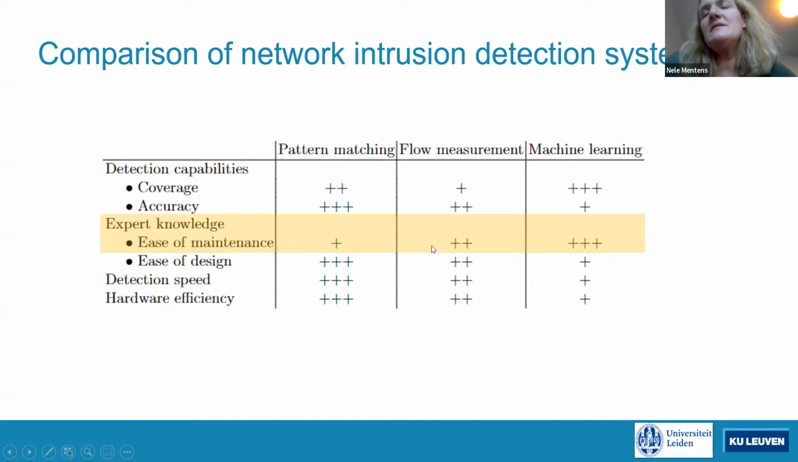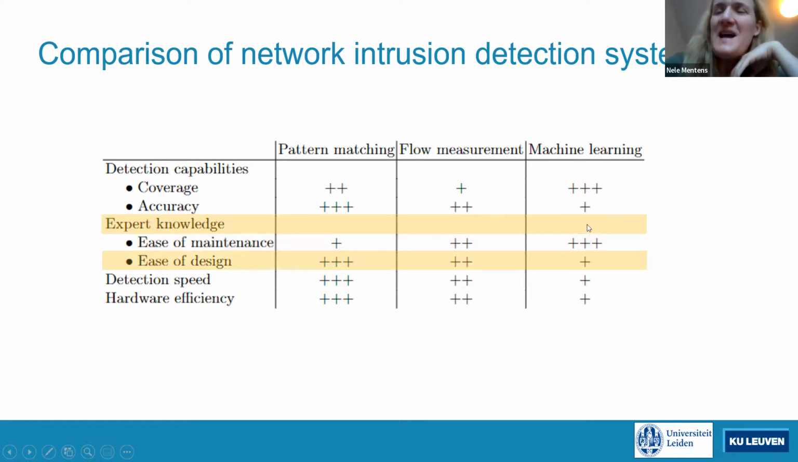Flow measurement, yeah, we need to determine which hash functions, what's the size of the data structure, etc. So these things need to be determined. And for machine learning, it's much easier because we can just have our machine learning algorithm running there detecting all attacks. We don't need to come up with policies about which rules to implement, which not, etc.